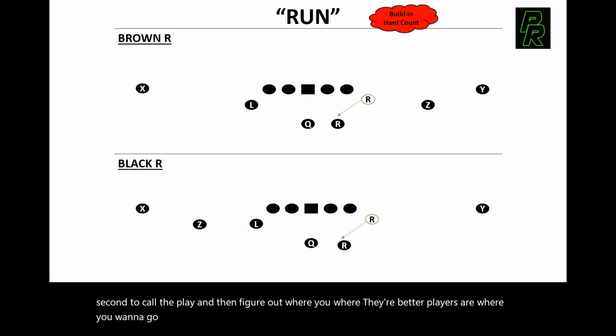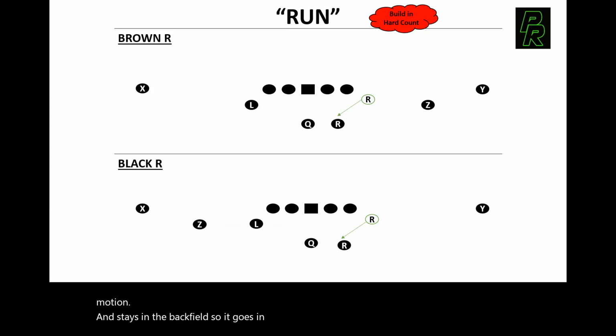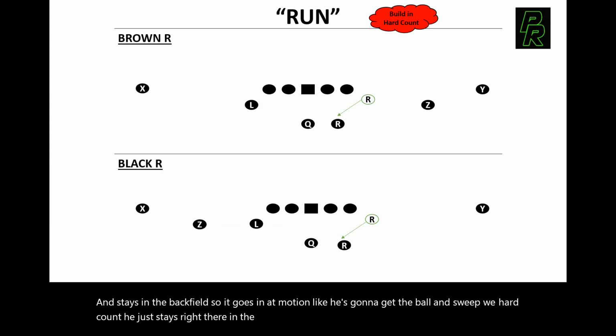If we said run, the opposite would be lean. Same thing for the backs. The back goes in motion and stays in the backfield. So he goes in that motion like he's going to get the ball and sweep. We hard count. He just stays right there in the backfield. So it just gives us a chance to hard count them and see what happens.